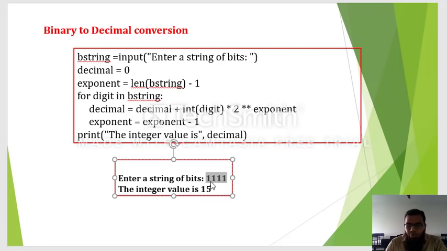Okay, I need to multiply each and every number with its base power exponent. That's it, right? Each and every number must be multiplied with the base power exponent. So 2 power 3 into 1, 2 square into 1, 2 power 1 into 1, 2 power 0 into 1. That is what I need to calculate.